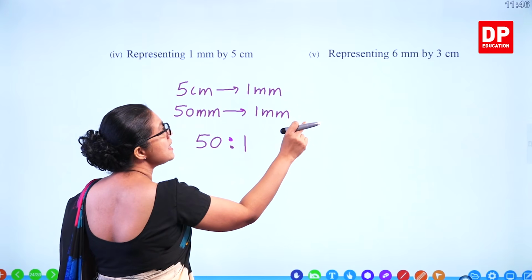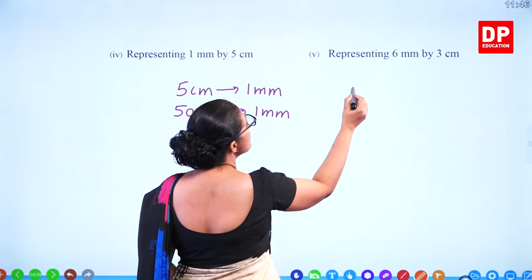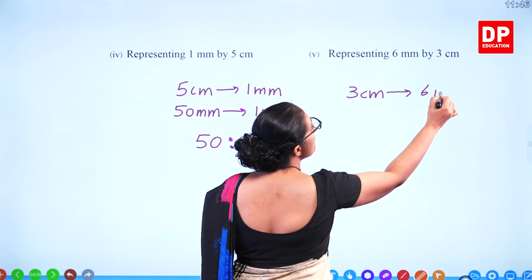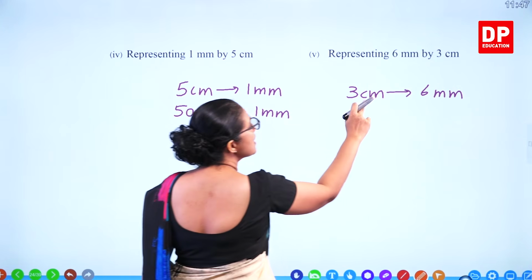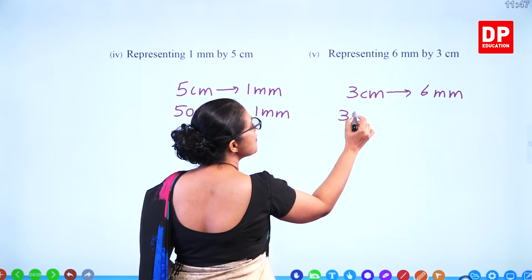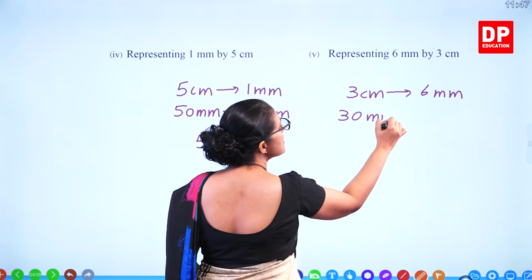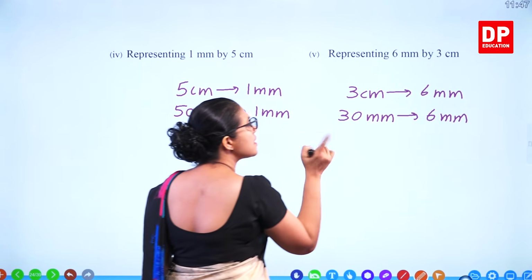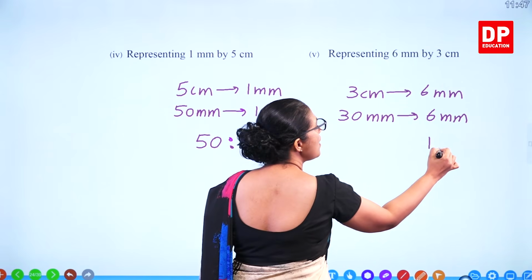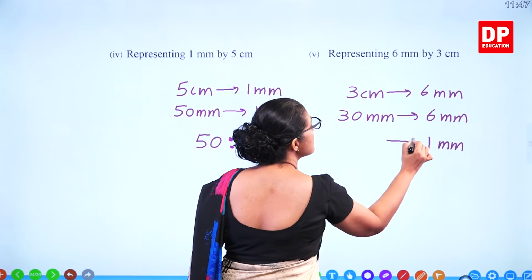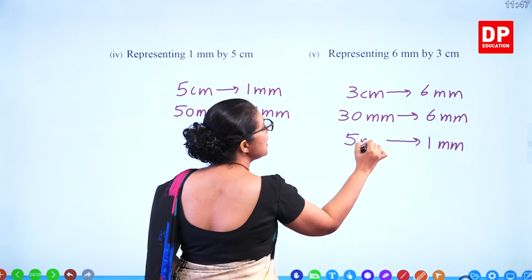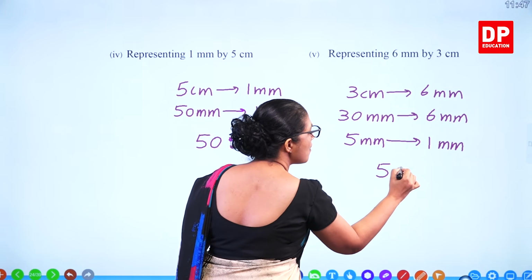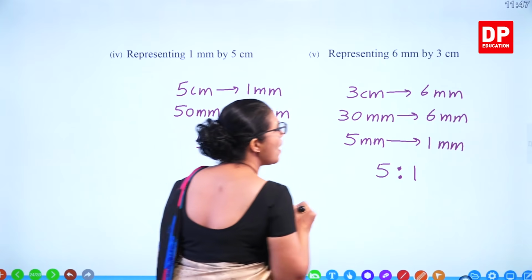What about this one? Representing 6 millimeters by 3 centimeters. So 3 centimeters for 6 millimeters. Multiply by 10 here. 3 times 10. 30 millimeters is 6 millimeters. Divide by 6 both sides. 1 millimeter is 5 millimeter there. So that means the ratio is 5 to 1.